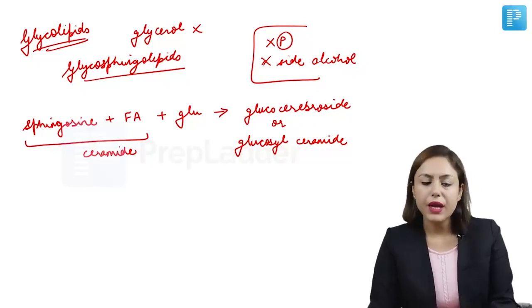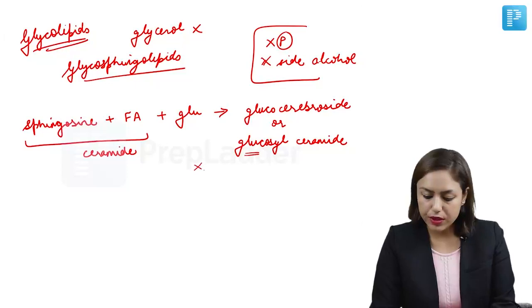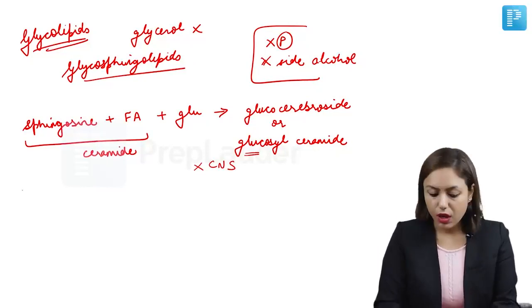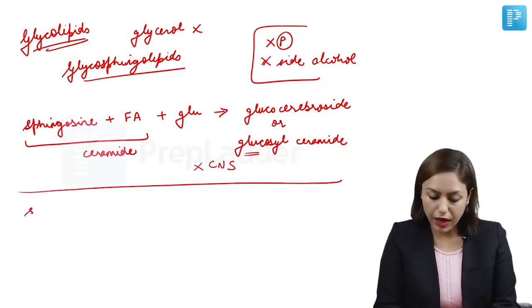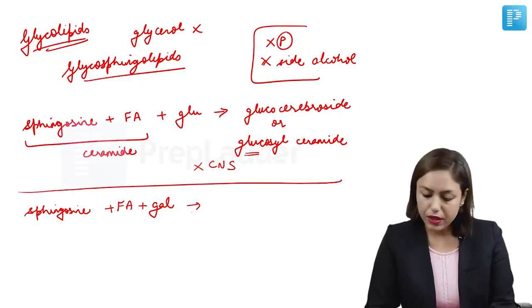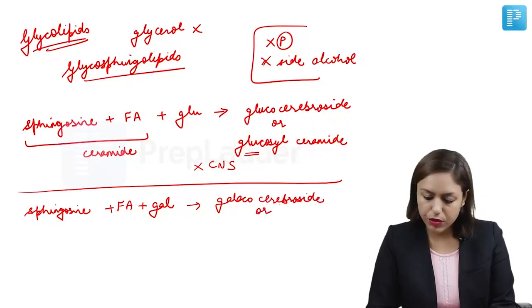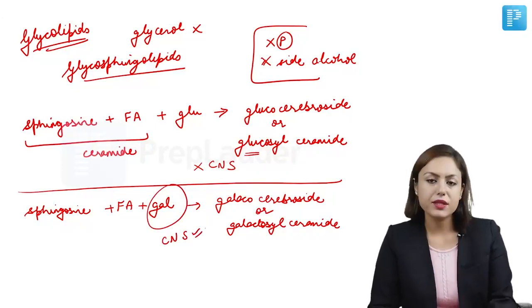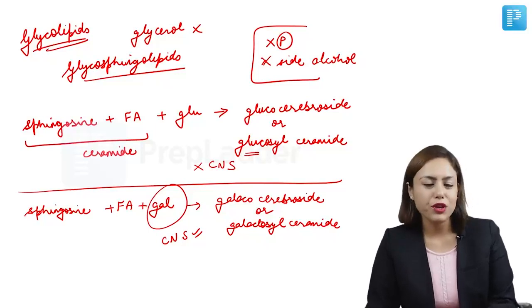Note one point: glucocerebroside, the glucose form, is never found in CNS. It is only found in extraneural tissues. Now, if instead of glucose we have galactose here, so sphingosine plus fatty acid plus the monosaccharide galactose, then the structure will be galactocerebroside or galactosyl ceramide. This galacto form is always found in CNS. Right? So with this we are done with the classification of lipids.